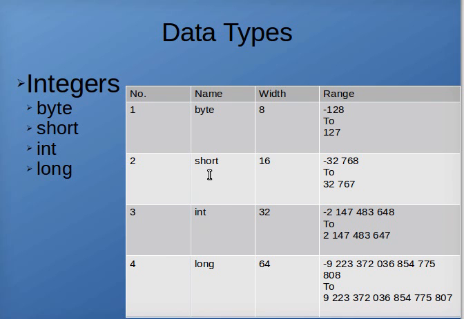Int is bigger than short and its width is 32 bit and it can store from minus this value to this value. And long is bigger than int also. Its width is 64 bit and it can store even larger values.